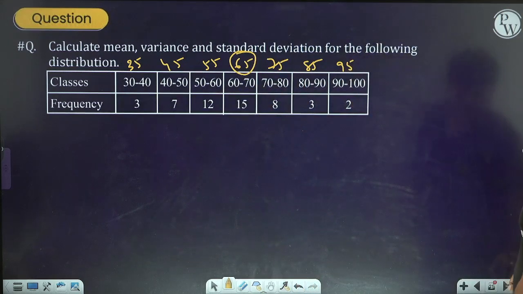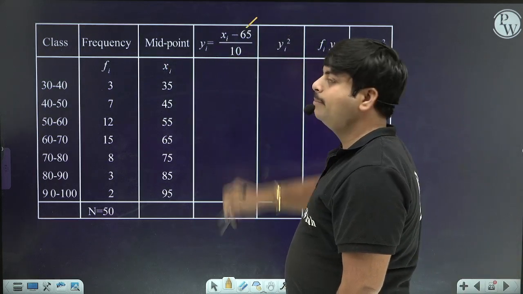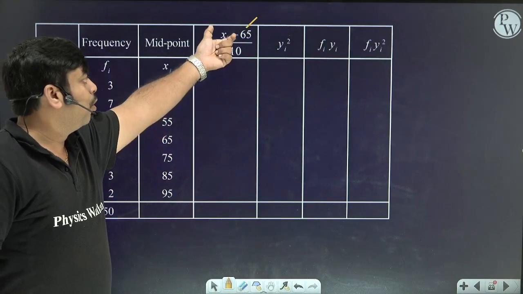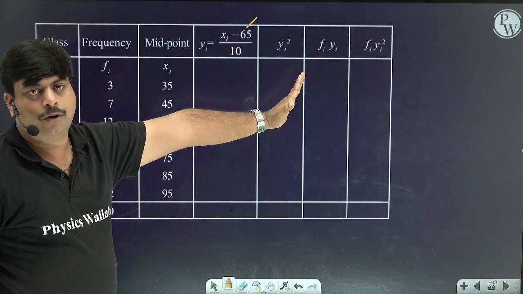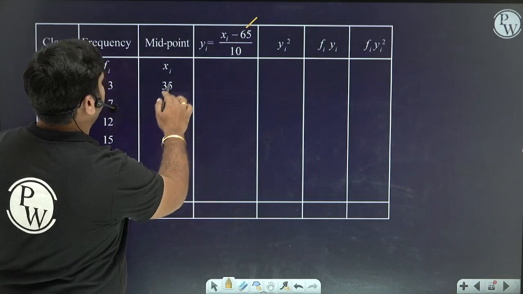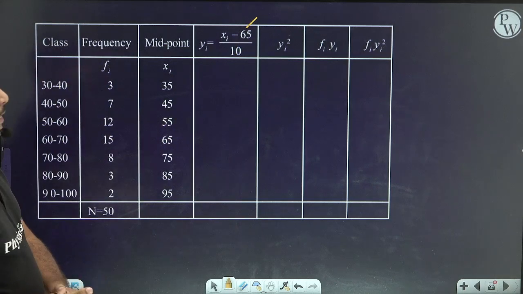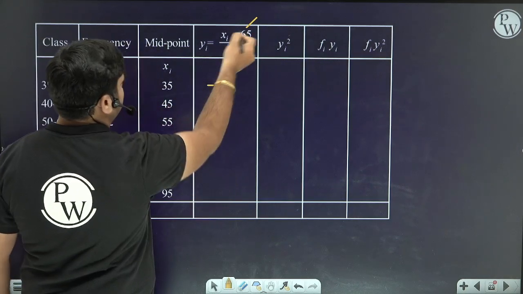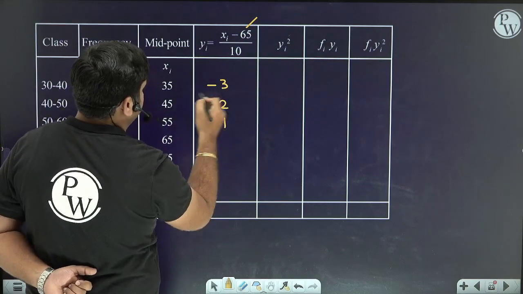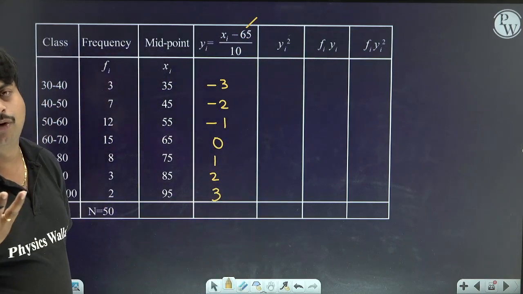Right. So now yi becomes xi minus 65 by 10, where 65 is the assumed mean. So we're trying to reduce all the numbers, and from here the actual problem starts. So tell me, xi minus 65 by 10. 35 minus 65 is minus 30. Minus 30 by 10 is minus 3. 45 minus 65 is minus 20 by 10, minus 2. 55 minus 65 is minus 1. This is 0, this is 1, this is 2, this is 3. See, all the numbers became very, very small.